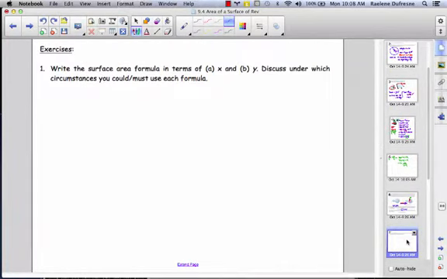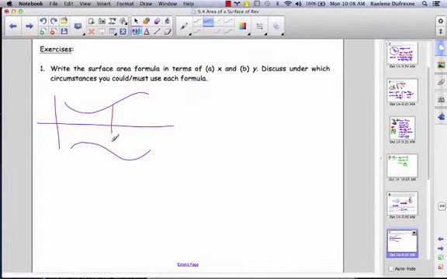In exercise 1, we want to write the surface area formula in terms of x and then y. And we want to discuss under which circumstances you could or must use each formula. Well, if we go back to our previous picture, and we have our curve, and we revolve it, and we come up with a typical band. A typical approximating band would look like this. And we would have a typical point at the average radius, or at the center, midpoint of this, P, which is located at x comma y.